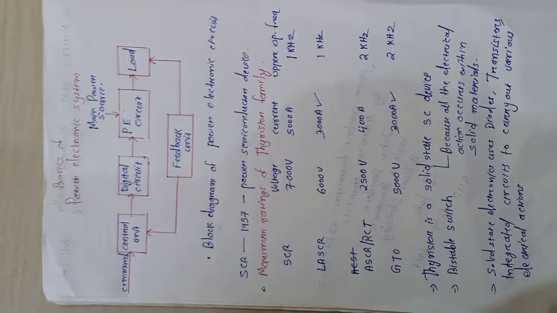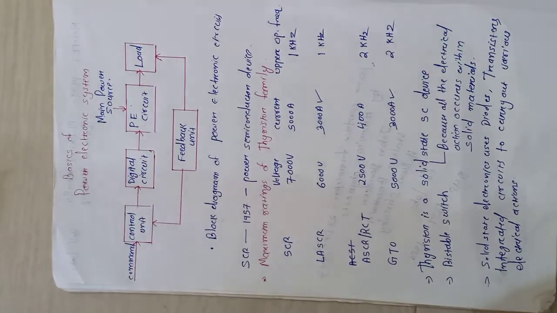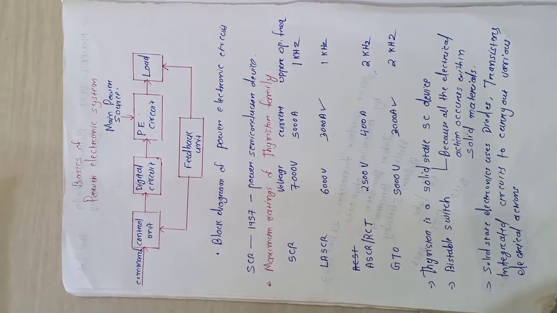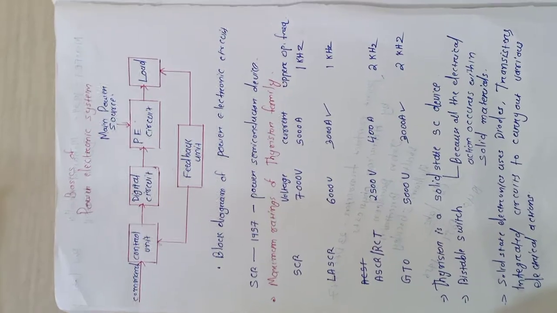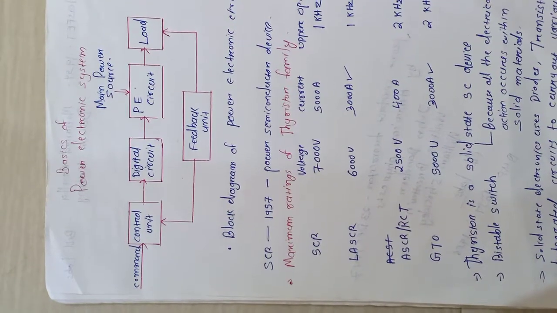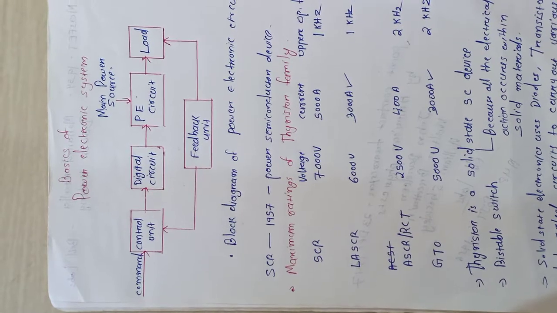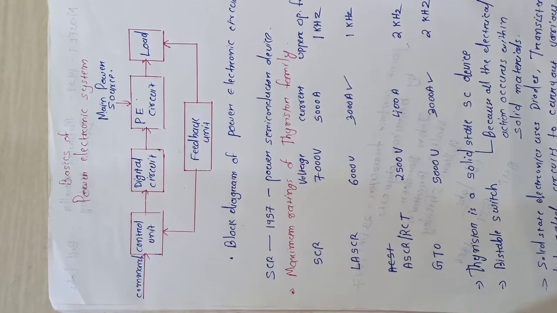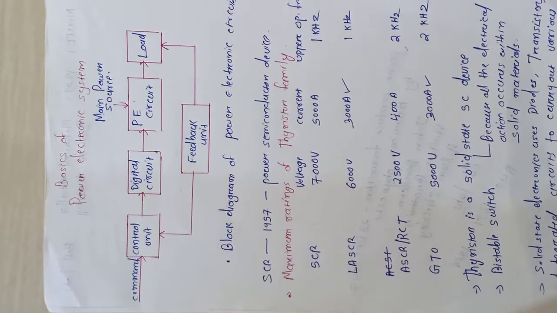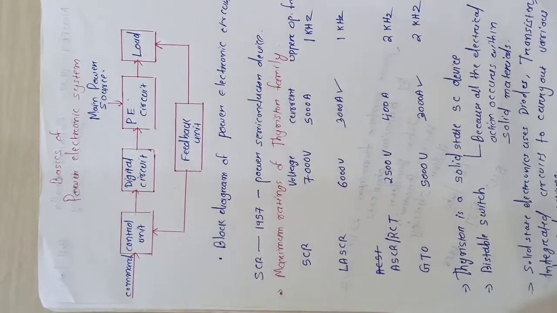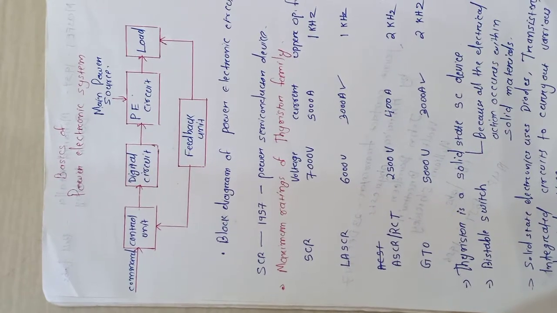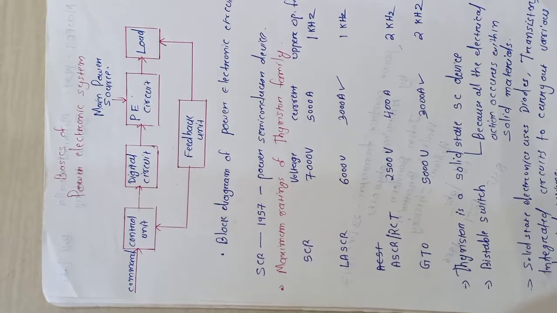So starting my lecture, I want to say the major components of a power electronic system. The major components are as shown in the block diagram: a control unit, a digital circuit, power electronic circuit, load, feedback unit, command signal and the main power source among others. The main power source may be an AC supply system or a DC supply system.